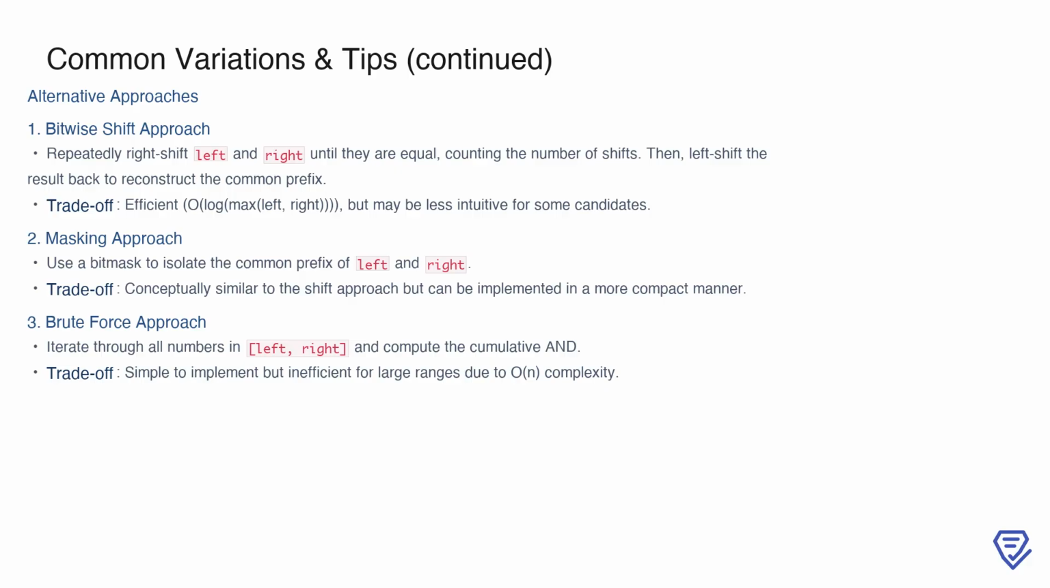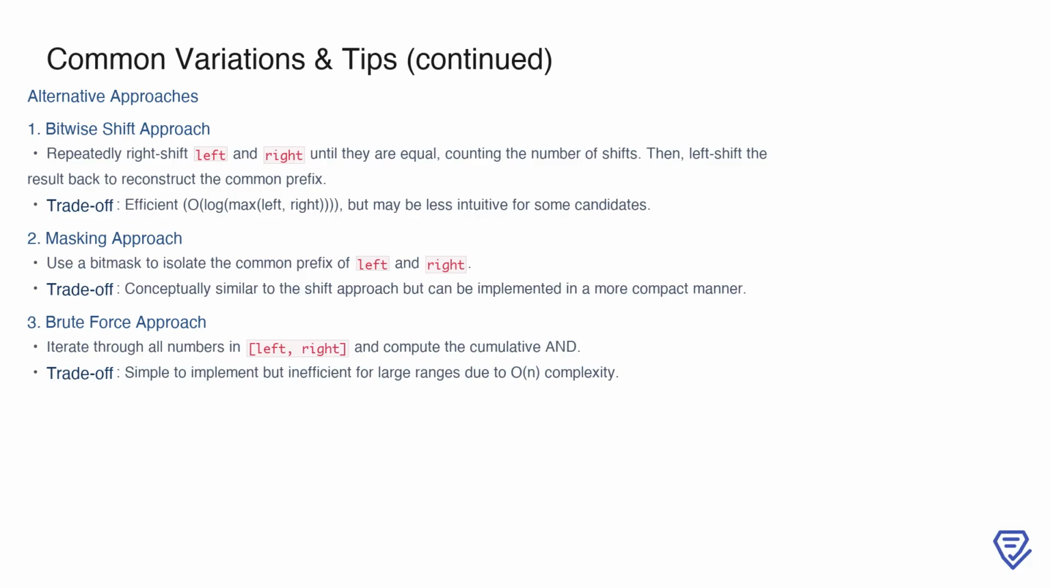Finally, there's the brute force approach, which involves iterating through all numbers in the range and computing the cumulative AND. While straightforward to implement, this method is inefficient for large ranges due to its O(n) complexity. Understanding these approaches and their trade-offs allows you to choose the best solution based on the problem's constraints and the interview context.